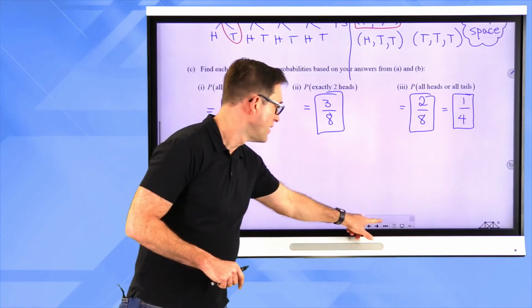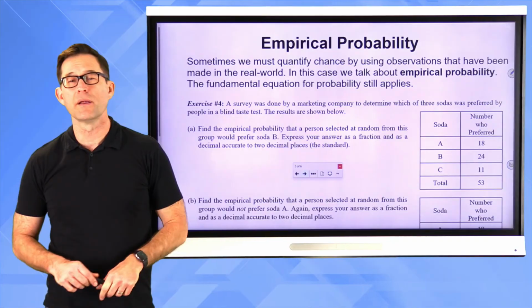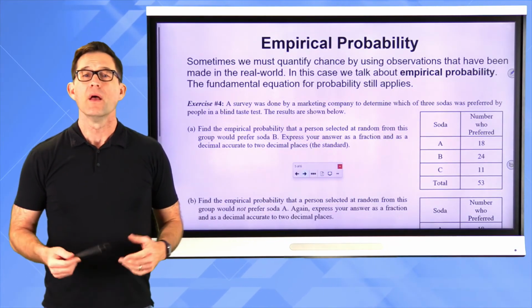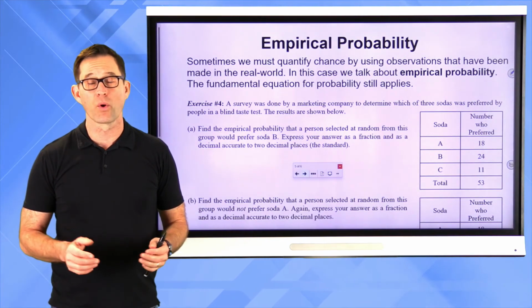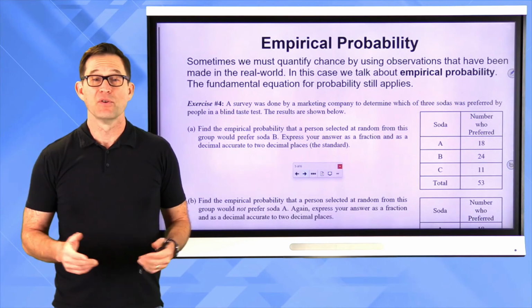All right, let's keep going, and let's talk a little bit about empirical probability. Sometimes we must quantify chance by using observations that have been made in the real world. Yes, the real world, as opposed to the fake world.